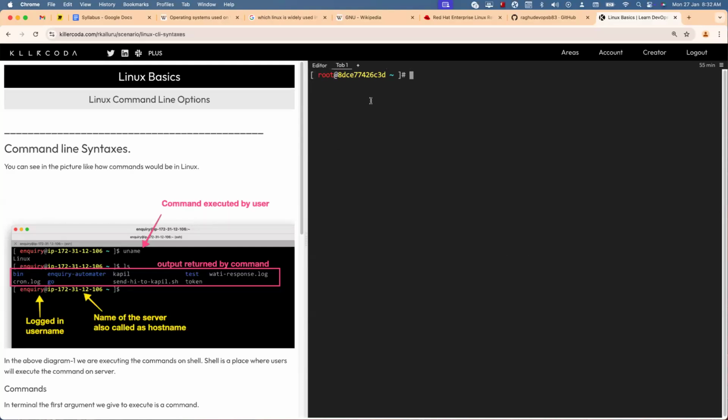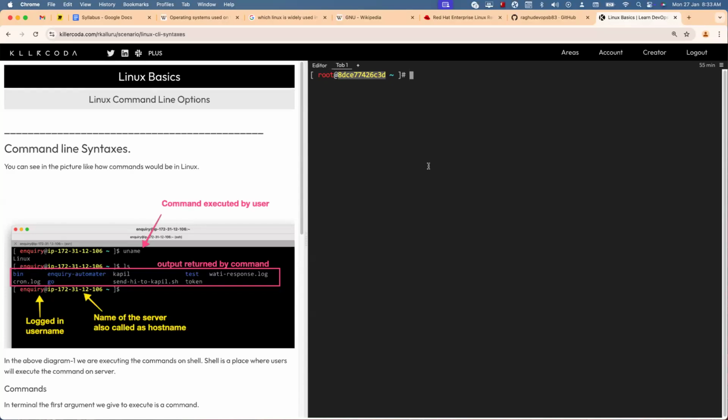In Windows, what is the administrator account? In Windows, the admin user is Administrator. In Linux, the administrator user is root, R-O-O-T. So we logged in directly as the root user, followed by the at sign and the system name. This is my system name, which Killer Coda has provided.